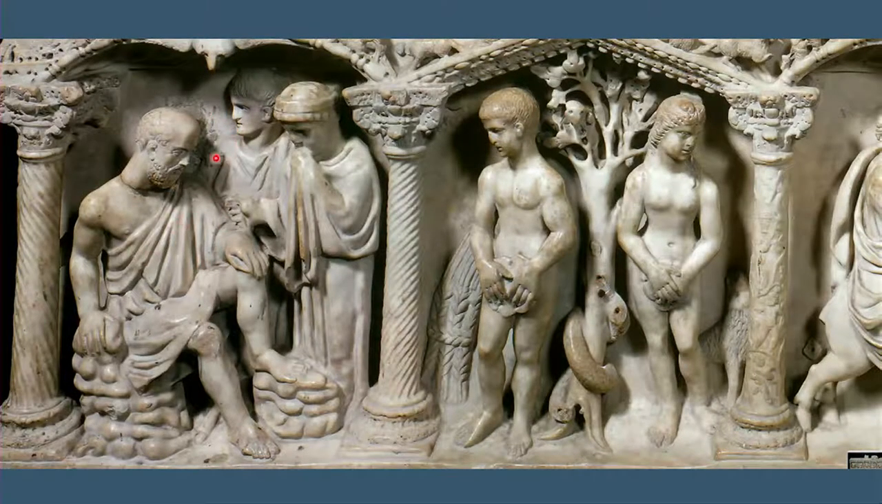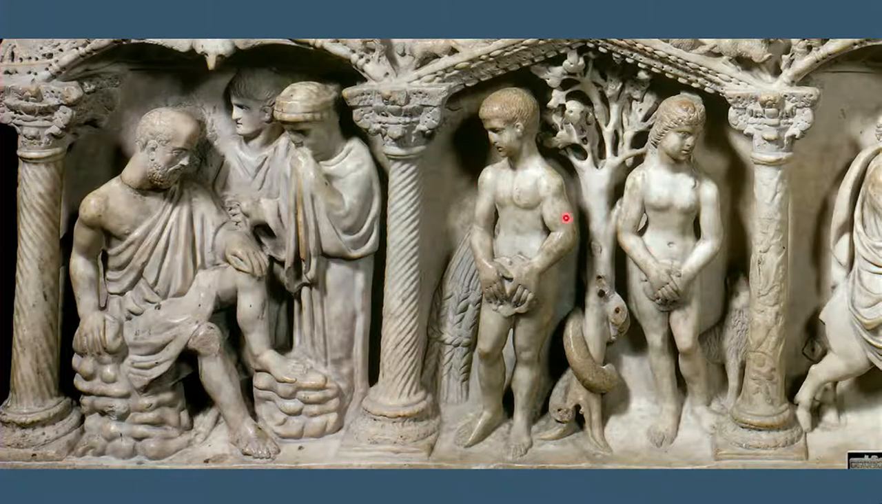Here we have Job seated on a dunghill. Remember, all his possessions, all his family are taken away from him, yet he remains faithful to God. Over here, we have Adam and Eve, and the moment depicted is when they realize their nakedness. They've eaten the fruit from the forbidden tree. There's the serpent coiled around the trunk, and they're aware that they've sinned against God. That's the moment that's depicted here.